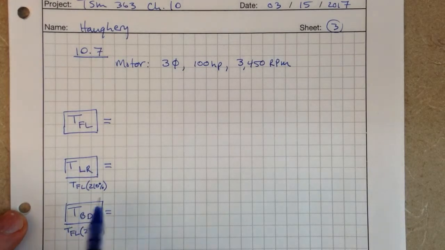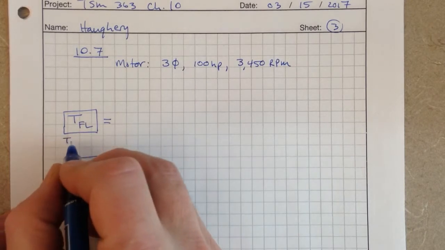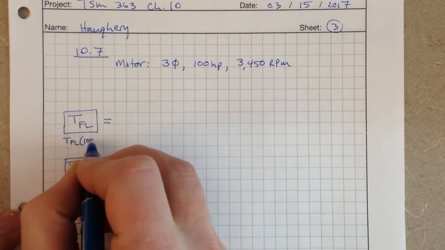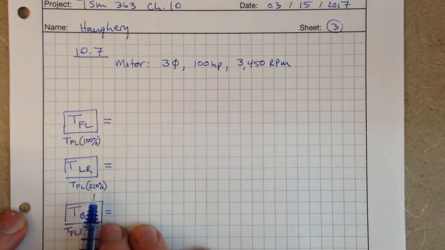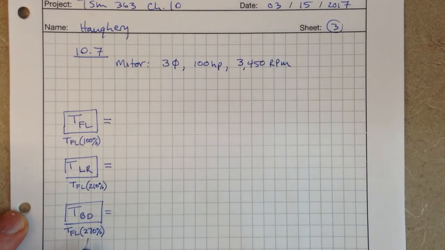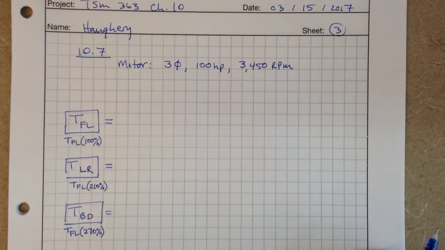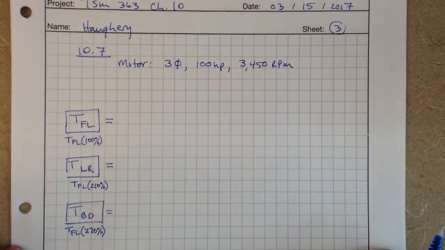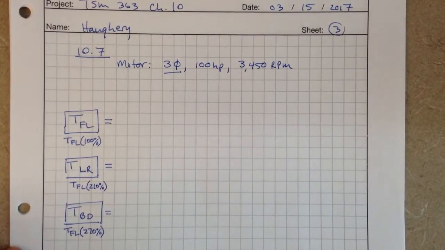So those are the relationships. Full load torque is just 100%, it's 100% of itself. Locked rotor is 210% of full load torque. Breakdown torque is 270% of full load torque. Those are relationships based off of that speed torque curve for a 3-phase motor. They do not apply for single phase motors.